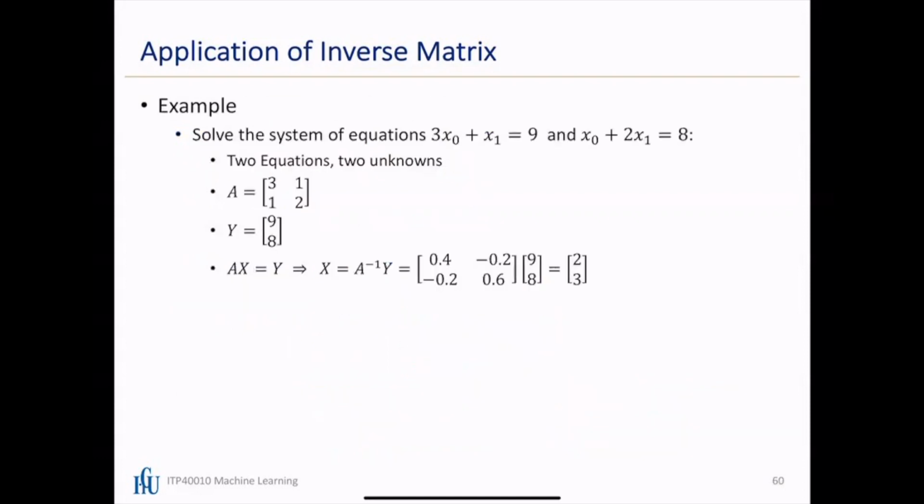So here comes an example. Given these two equations, you can easily come up with the coefficient matrix A and output matrix Y. And AX equals Y becomes X equals A inverse multiplied by Y. If you calculate the inverse of the coefficient matrix, you can come up with this matrix, multiply it by the output matrix, and you can easily come up with the unknown values. So this is your solution.